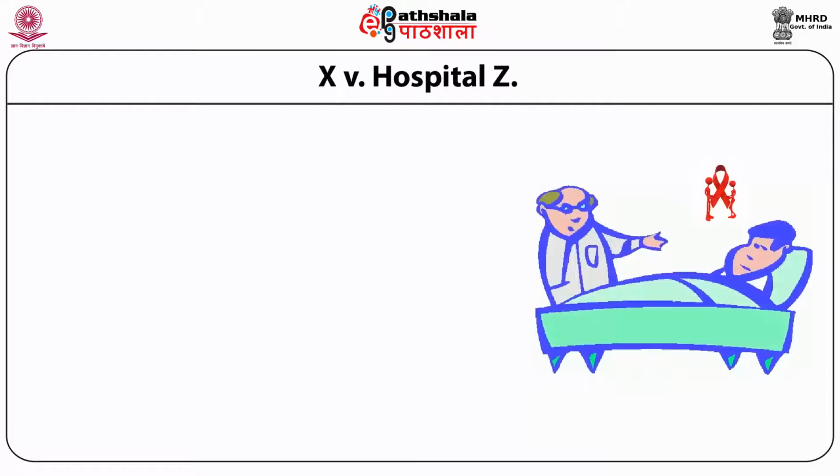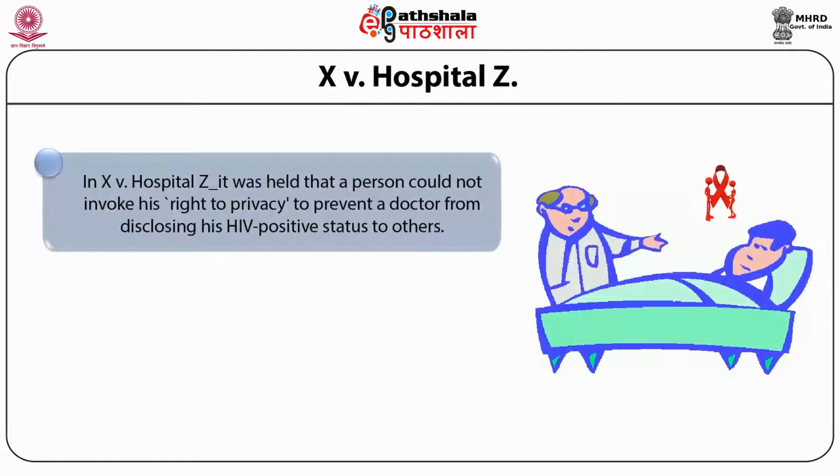Now we come to the rather interesting case of X versus Hospital Z. In X versus Hospital Z, it was held that a person could not invoke his right to privacy to prevent a doctor from disclosing his HIV positive status to others, right? Basically, this is a controversial area. In certain countries, like in Gulf countries, if you're HIV positive, they will not even let you into the country. That's not the case in India, for example. A person cannot invoke his right to privacy, however, to prevent a doctor from disclosing his HIV status to others, was what X versus Hospital Z held.